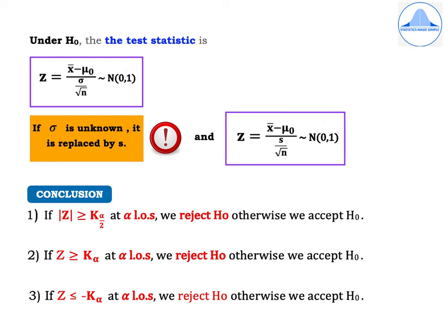So the three conclusions are very important, and remember that for a particular problem you will have only one H naught, one H1, which can be either two-tailed, right-tailed or left-tailed, and then you will have the test statistic, and then you will have the conclusion which depends on whether the alternative is two-tailed, right-tailed or left-tailed.